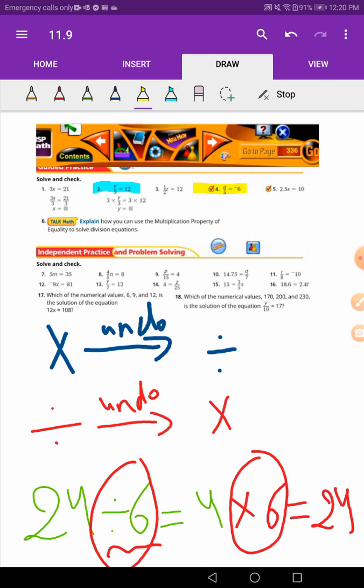Let's take a look at question number 4. We have a over 5 equals negative 6. As I mentioned before, when we have a over 5, it means a divided by 5.